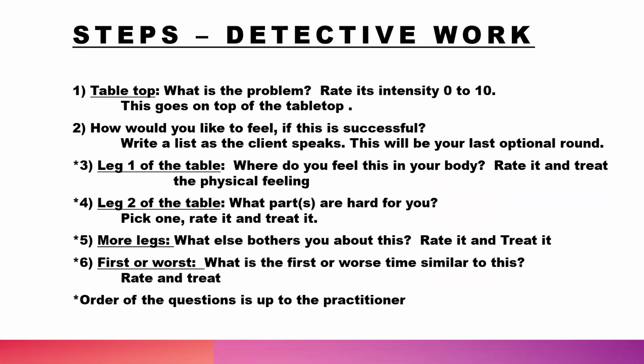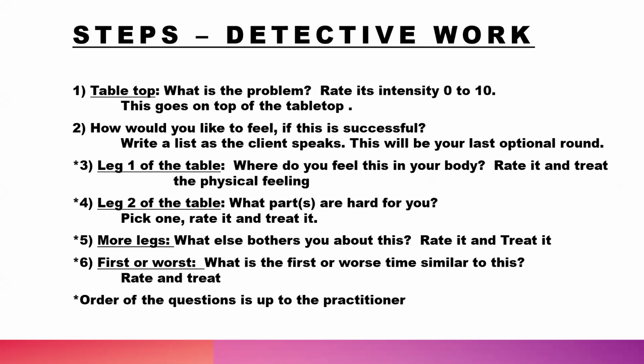You rate its intensity, 0 to 10, and this goes on top of the table. I'm then going to ask her, what would you like to feel if this is successful? And I may use that as a last optional round, but I don't have to. Then you're looking for the legs of the table so that you can knock them down, and I prefer to go through the body. Where do you feel this in the body? Rate it and treat the physical part.